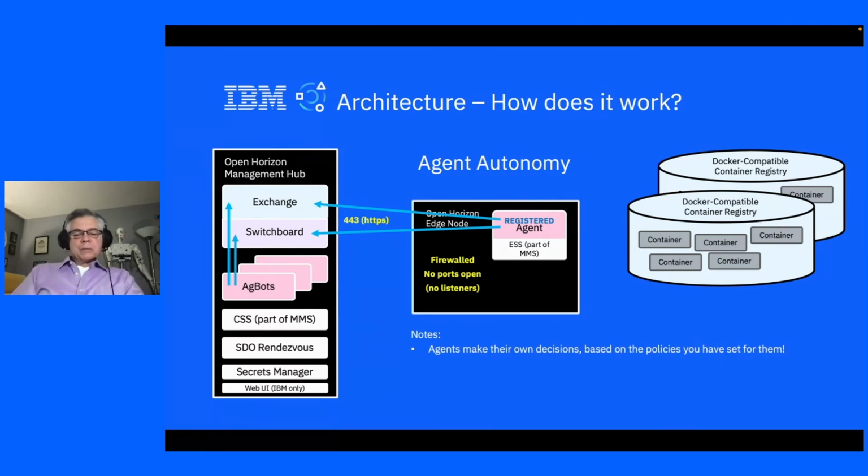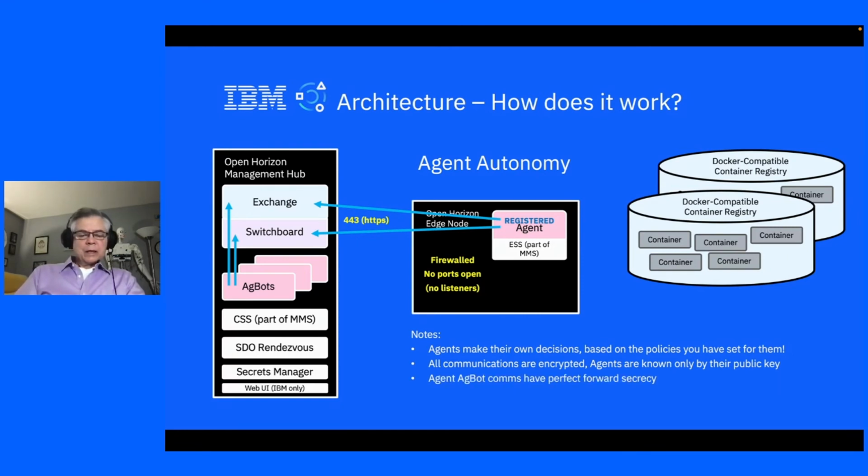So these agents will then make their own decisions based on the policies that you've set for them, and they'll communicate with the agbots, whose role is to collaborate with the agents to make sure they know about things that have changed in the exchange and so on. All of the communications are encrypted, and the agents are known only by their public keys. And the agent-agbot communications also use perfect forward secrecy, which just means that each message uses a unique key that they each independently generate. So the switchboard cannot read or insert communications between the agents and agbots. It's private between them.